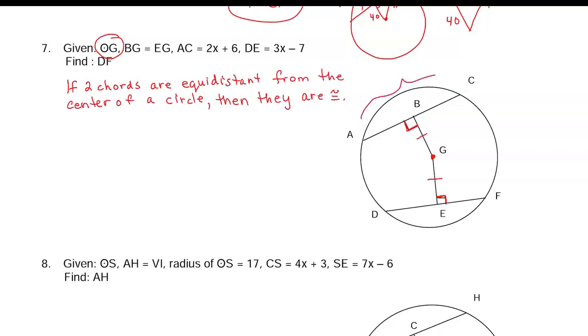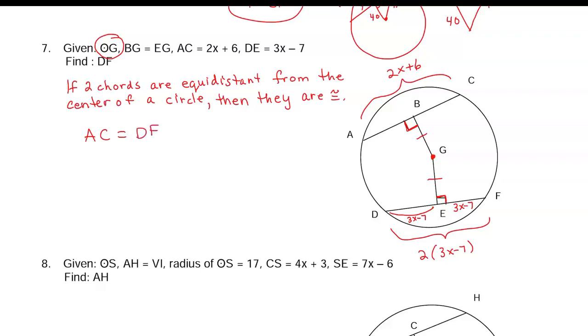So AC is 2x plus 6, but DE is 3x minus 7. Now DE is not the full length of the other chord. I'm going to label the rest of it as 3x minus 7. You could have just taken 3x minus 7 and times it by 2 to get the whole length of DF. That's your choice. We need to solve for DF, so we're going to let chord AC equal chord DF.